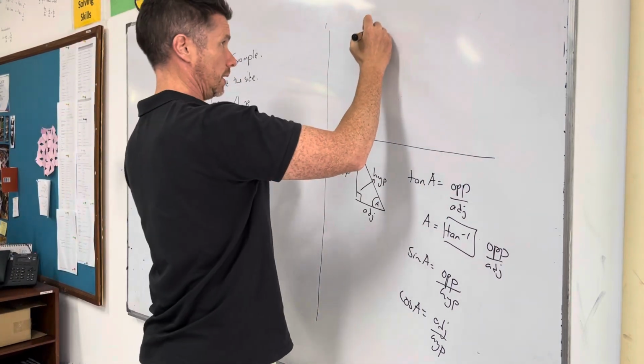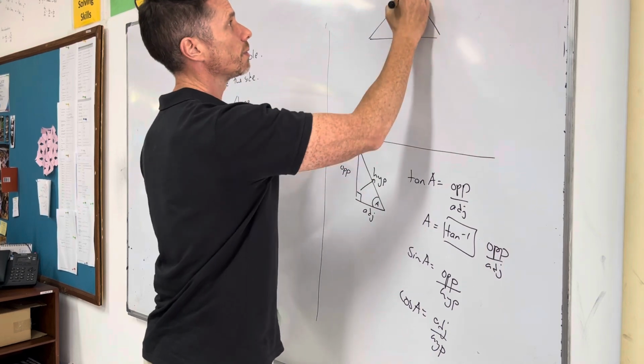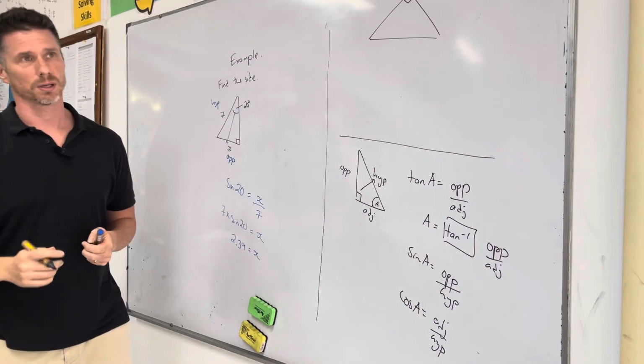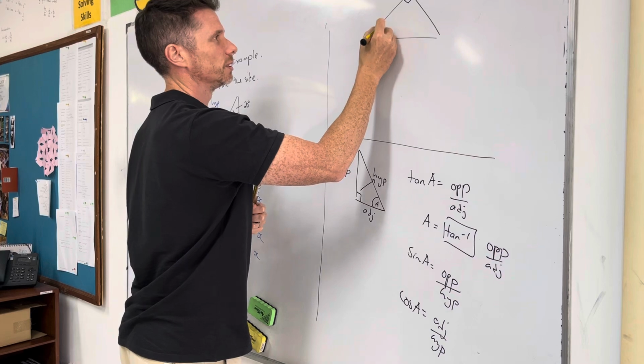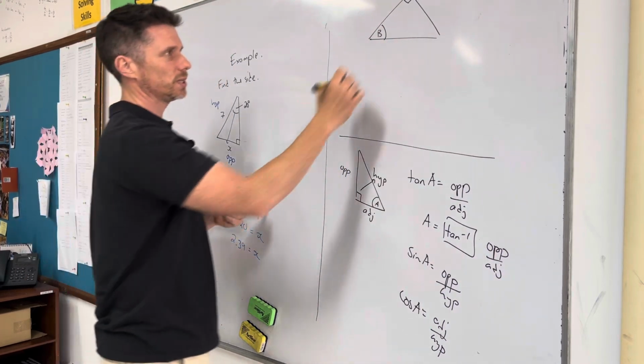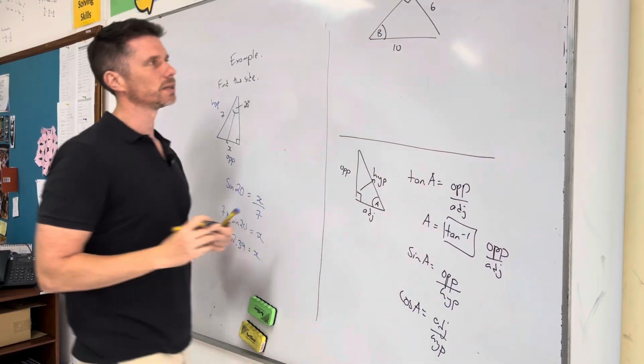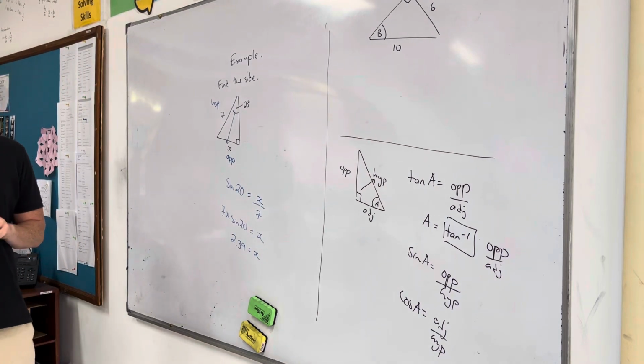So let's say I have this right angle triangle, so the right angle is up here. I need to find this angle, let's call it B, and I'm given two sides, 10 and 6. And I want to find that angle up there.